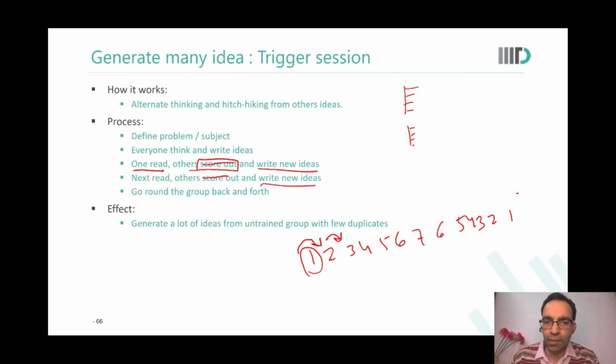Any questions? Can you repeat the problem statement once? The problem statement is use of AI for social good. Use of AI for social good. Is this clear?